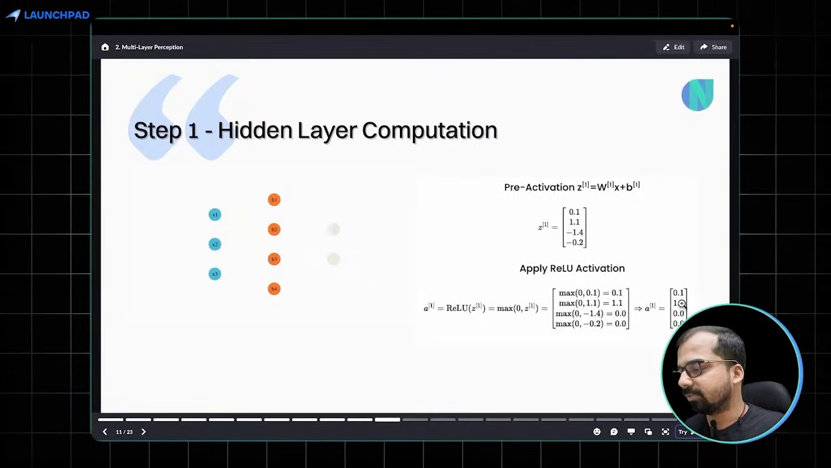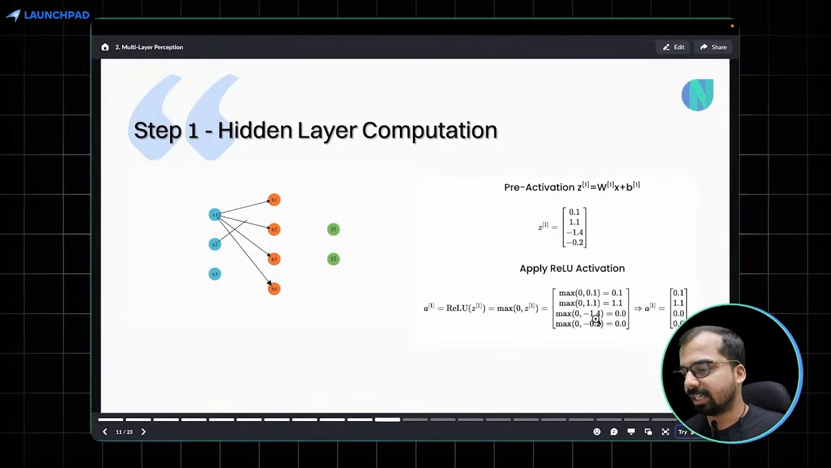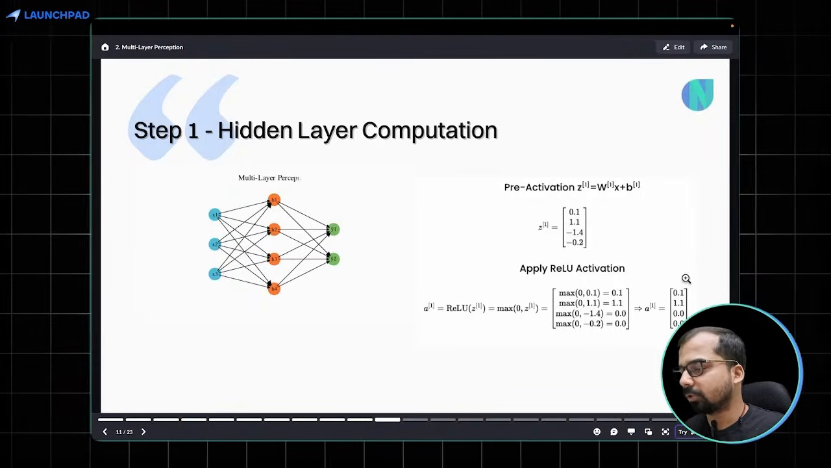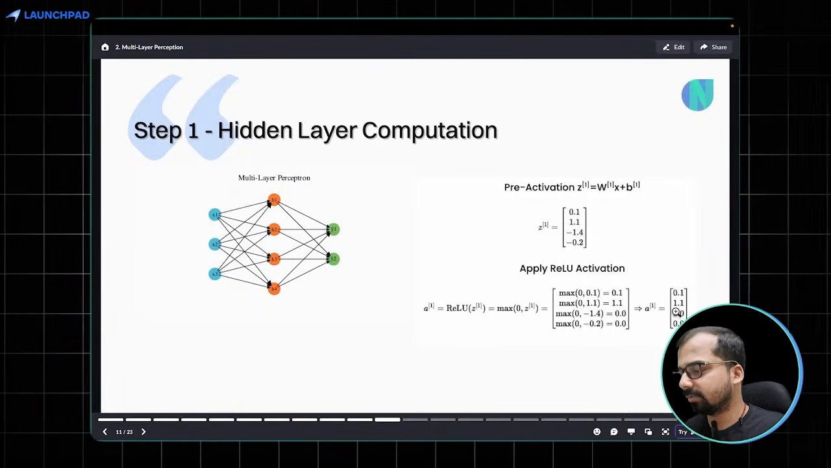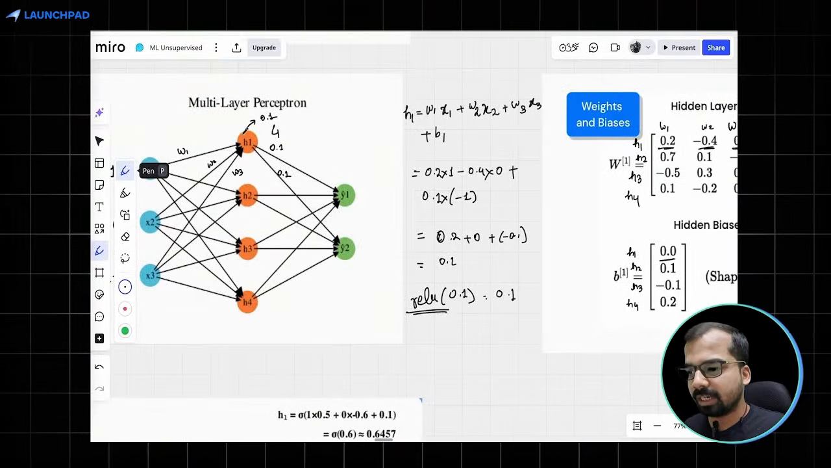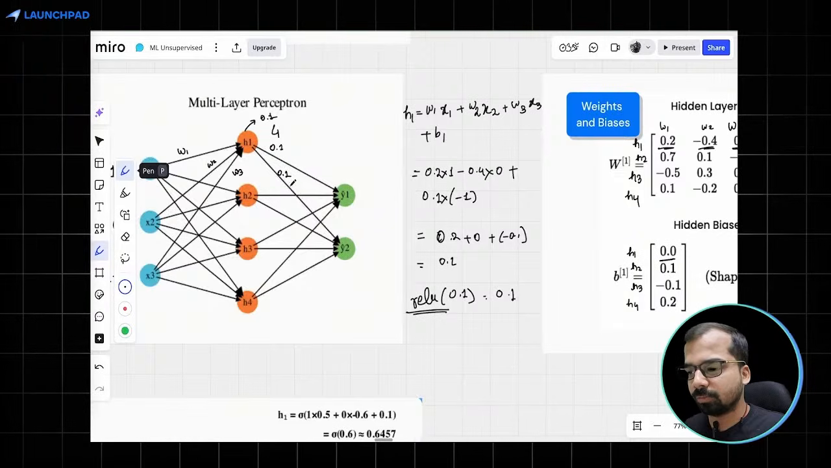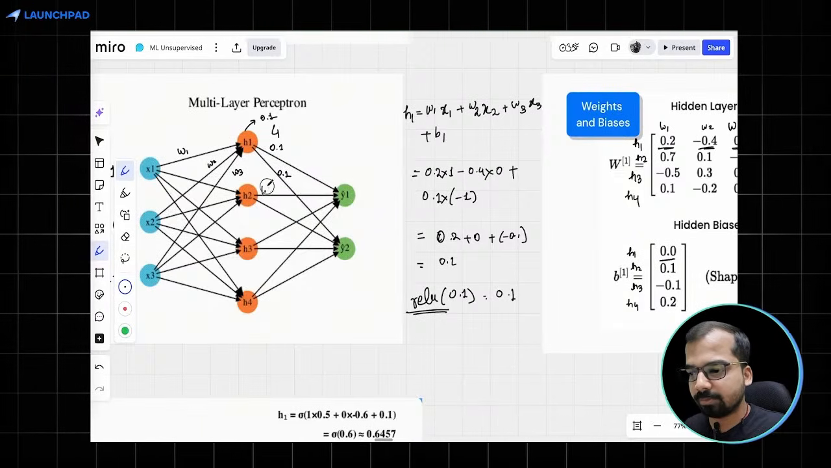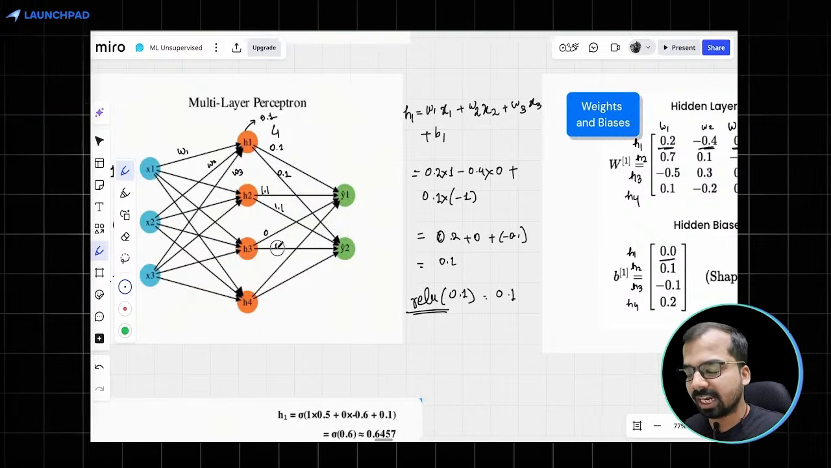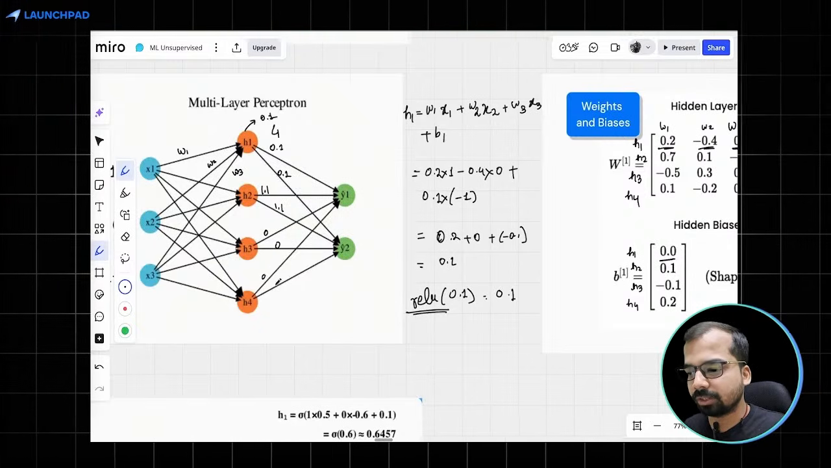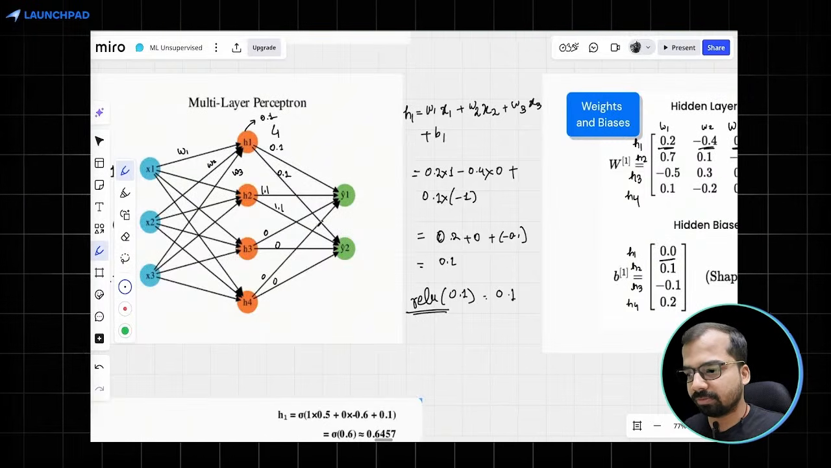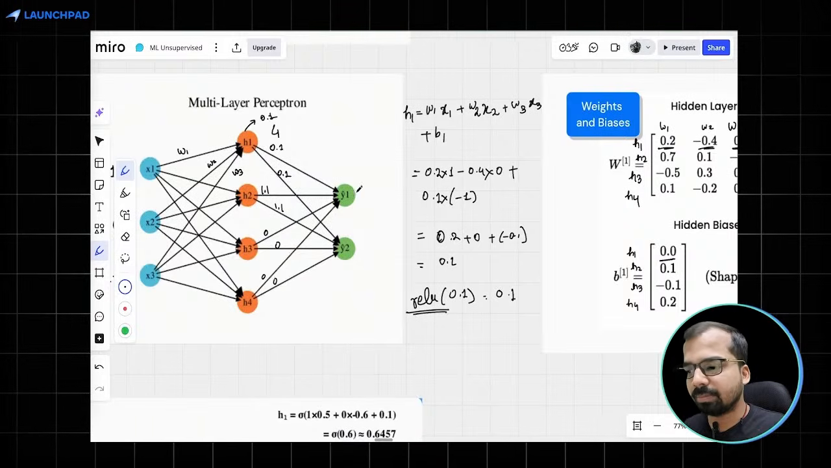So that's what 0.1, 1.1. Here it is minus 1.4, so it's negative, so output will be 0 and this will be 0. So these 0.1, 1.1, 0.0, 0.0. So from H1 you get 0.1, 0.1. From H2 you get 1.1, 1.1. From H3 you get 0 and 0. And from H4 you also get 0 and 0. So these will now be passed to the weights, basically passed to these neurons.